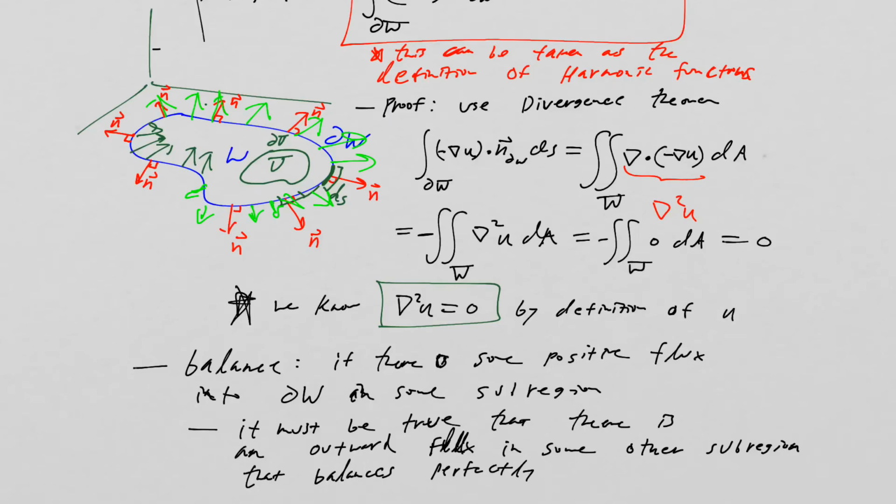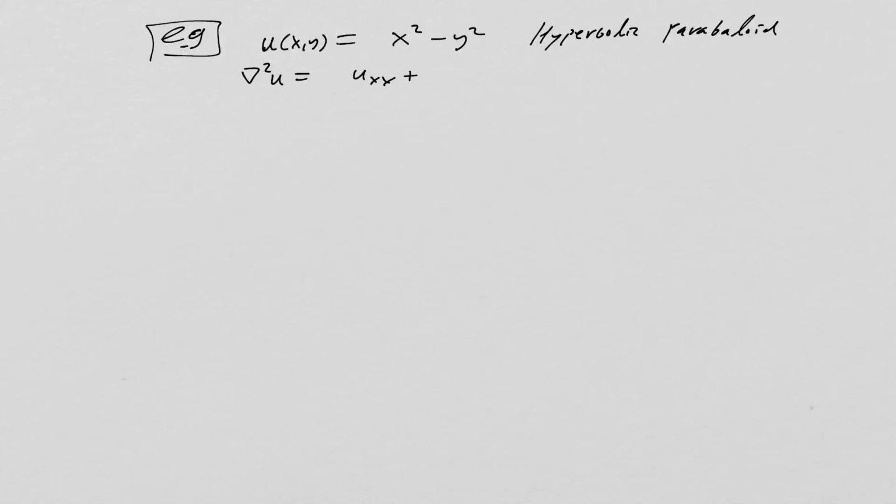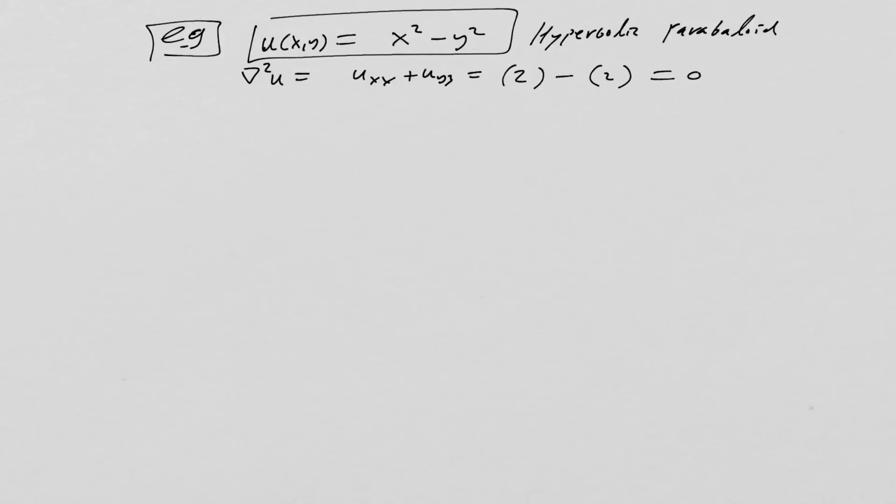All right, so I want to give now an example of this property. So let's look at a specific harmonic function. I'm going to look at a very special one, x squared minus y squared. This is called the hyperbolic paraboloid, and note, of course, that uxx plus uyy, well, that's going to be equal to 2, that's the second derivative in x, minus 2 is equal to 0. So this is, in fact, a Laplace's solution.